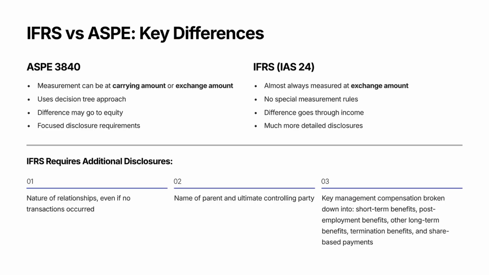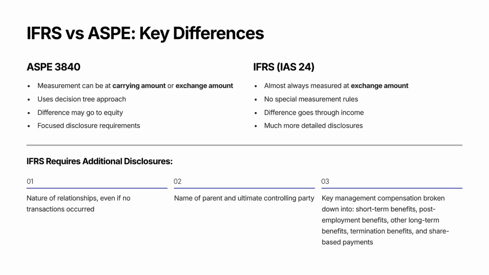Here's where it gets interesting. Under IFRS, specifically IAS 24, related party transactions are not measured differently. They're recorded just like any other transaction, at the exchange amount, unless another standard, like fair value or cost, applies. So the biggest difference between IFRS and ASPE is measurement. ASPE sometimes uses the carrying amount, while IFRS almost always uses the exchange amount. However, IFRS goes much deeper on disclosure.